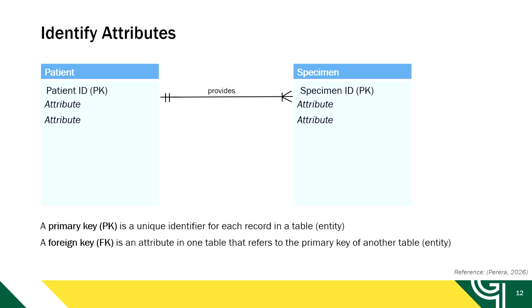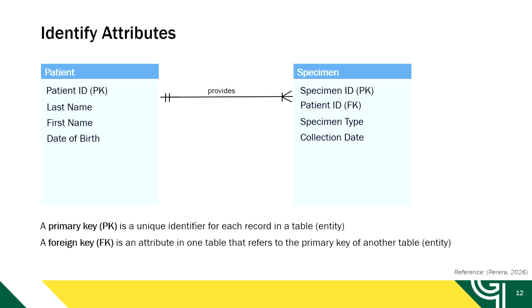A foreign key is a field in one table that refers to the primary key in another. For example, we said that a specimen belongs to one patient, so we can add patient ID as a foreign key in the specimen table to link a specimen to a patient. Other attributes can be descriptive fields, like name and date of birth of a patient, or specimen type and collection date for a specimen.